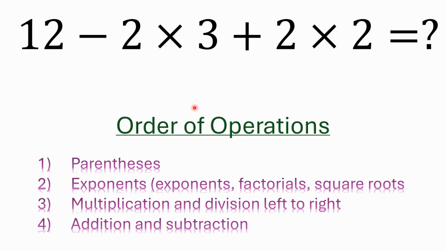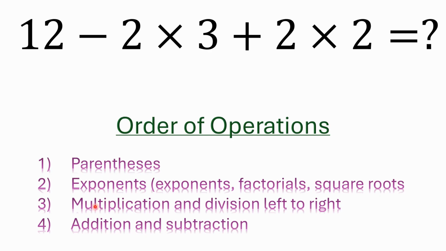A lot of people have forgotten this, but basically you've got four basic steps to this. It's parentheses, then you have exponents. It makes up an acronym, basically. There's an acronym called PEMDAS, and step number 2 would be exponents, but that also includes factorials and square roots as well. Basically anything that is shorthand for repeated multiplication.